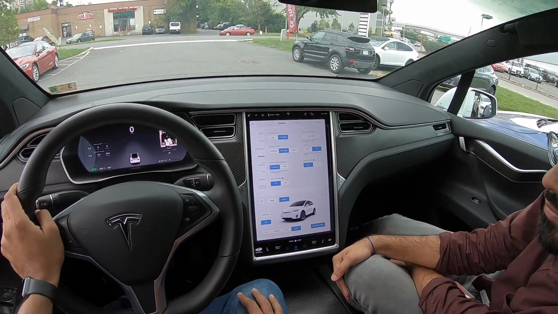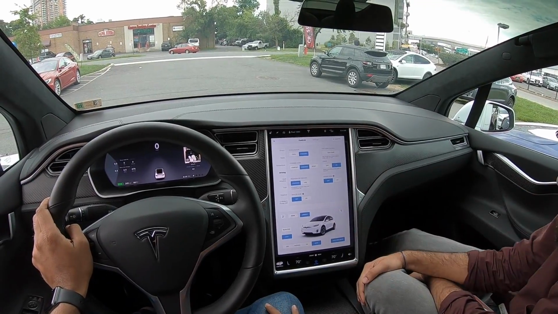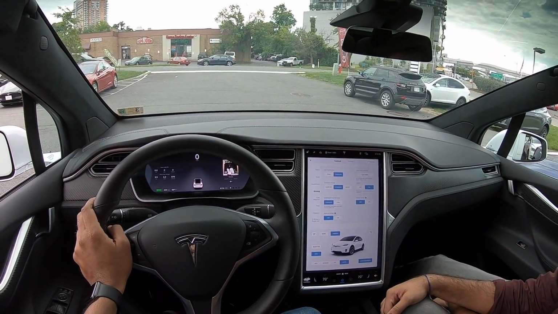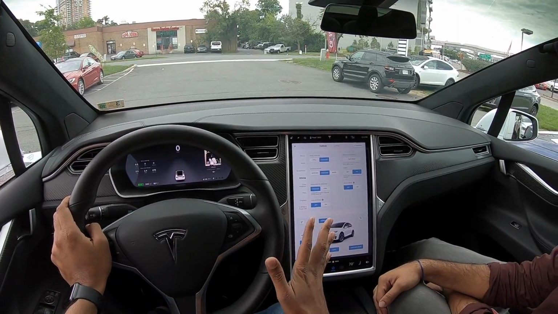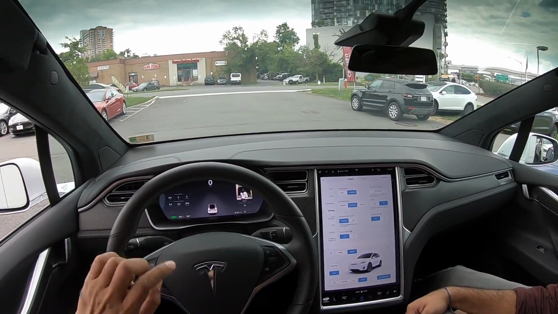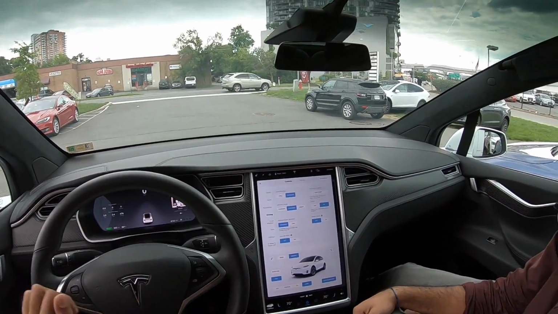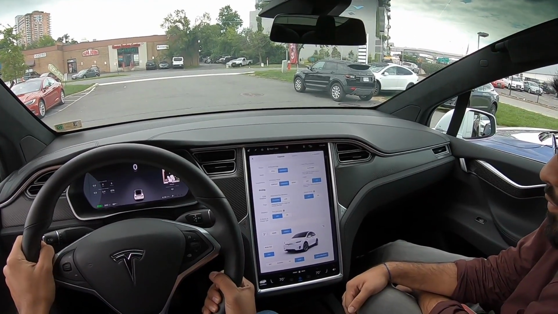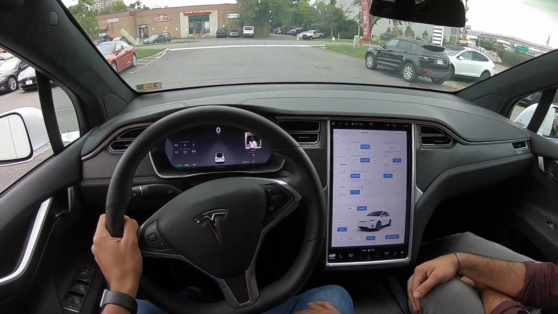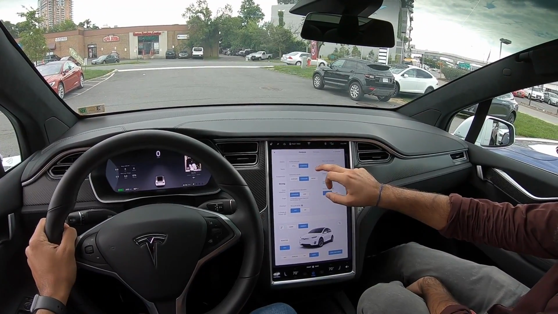This is not the P100D? No, this is the regular, standard. On the Model S, when we come back, we can go ahead and take the P100 if you're interested. All right, so this is the 100D? 100D. Yep. So yesterday's car had the ludicrous mode? Sure. And then right now we're in the standard 100D, which has both the same. The only difference is the ludicrous there.